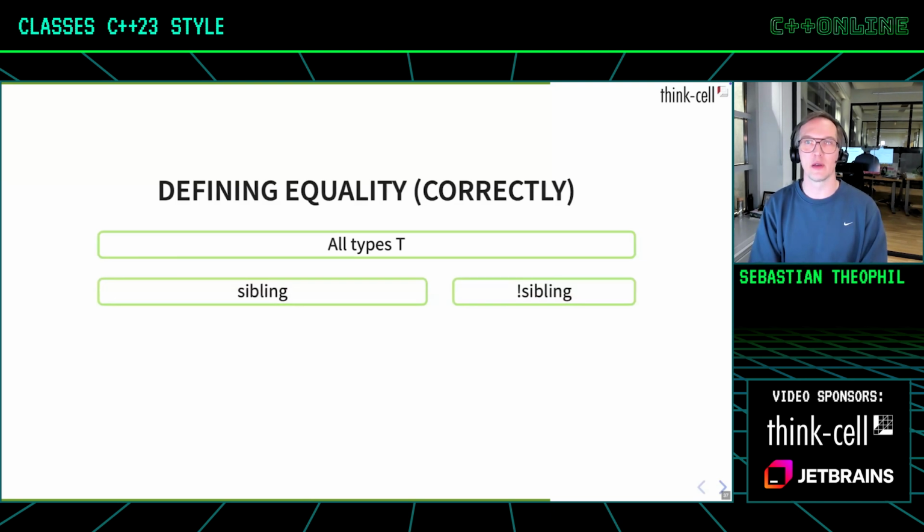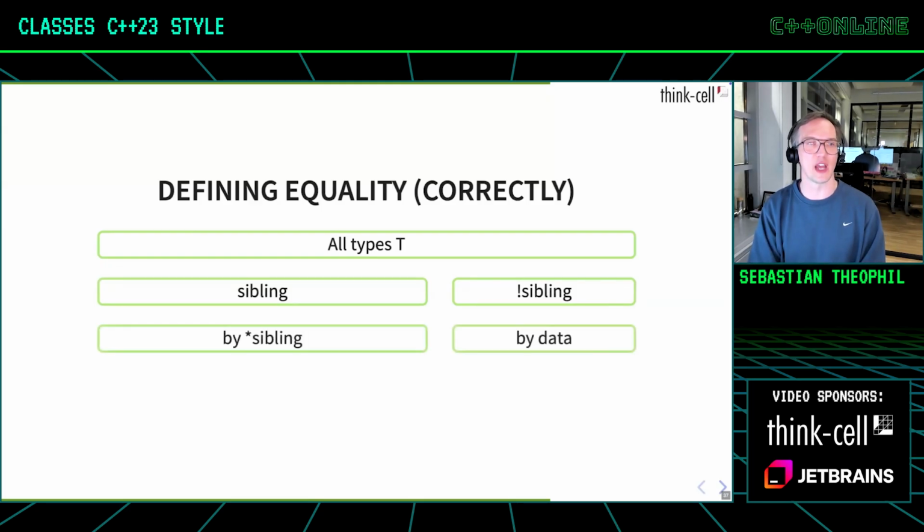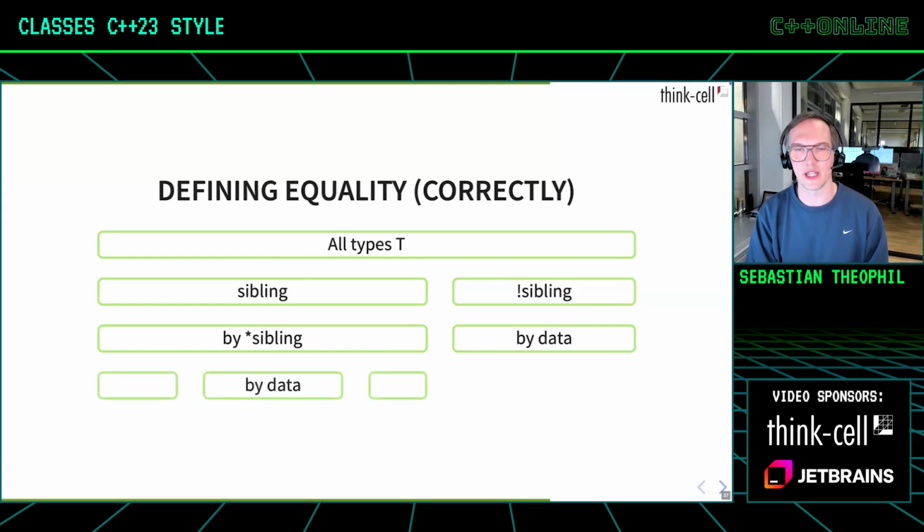And so if both of them have a sibling pointer, then I can compare them by the contents of that sibling pointer. Otherwise, I compare them by their data. And if I have compared them by their sibling member and they're still identical, then I have to compare them by the data themselves. So this is a partitioning that makes sure that I don't forget any important comparison I have to make.